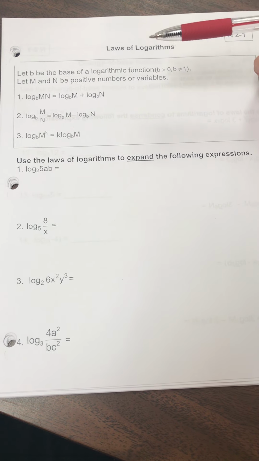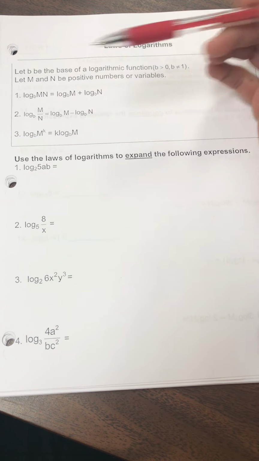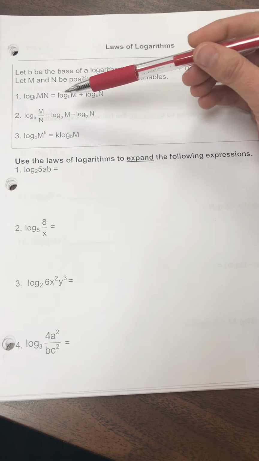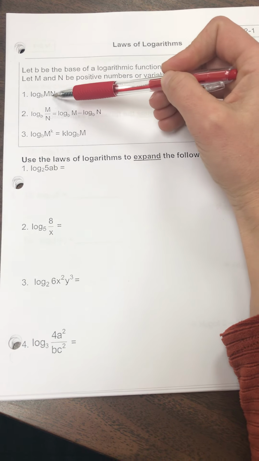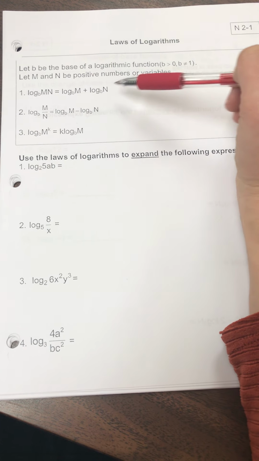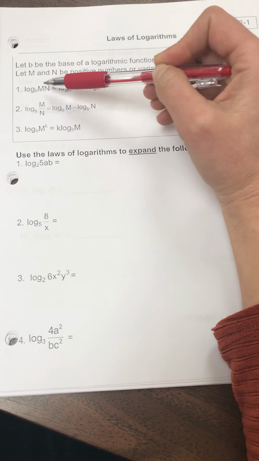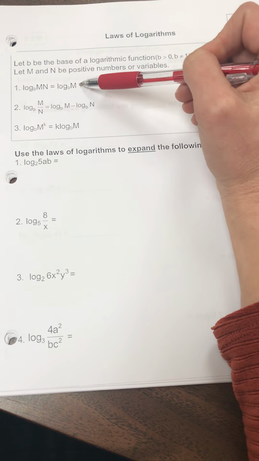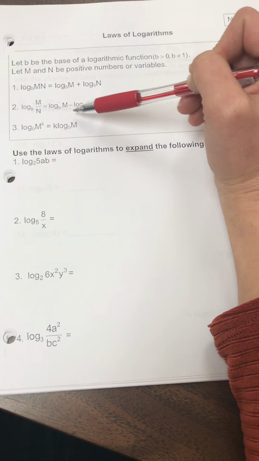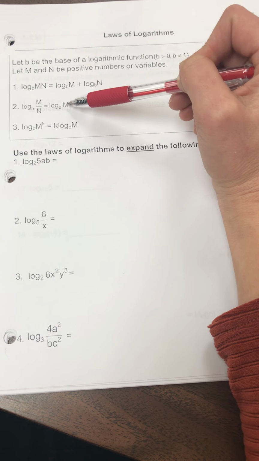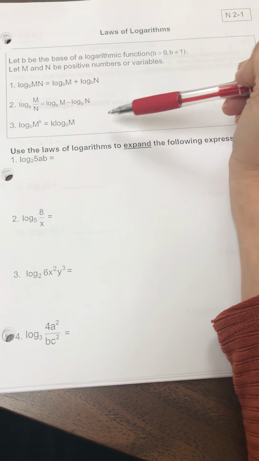Let m and n be positive numbers or variables. So m and n need to be positive numbers. All right, so now it tells you your law right here. When you have m times n, it expands to the log b of m plus the log b of n. So you just split the m and the n with a plus sign in between. Now when you have m divided by n in your log, you're going to expand it and it's going to be log b of m minus log b of n. So you have a subtraction sign in between them.